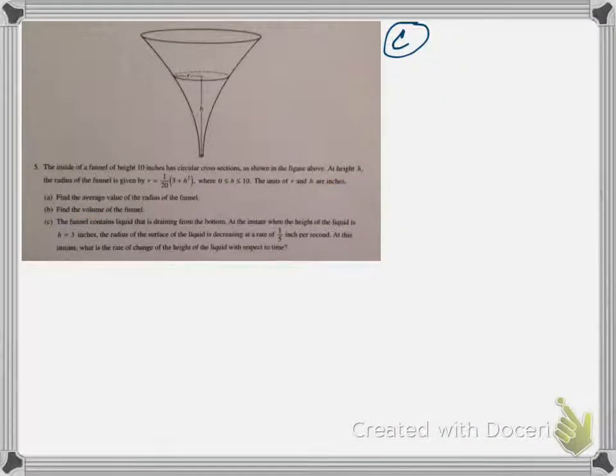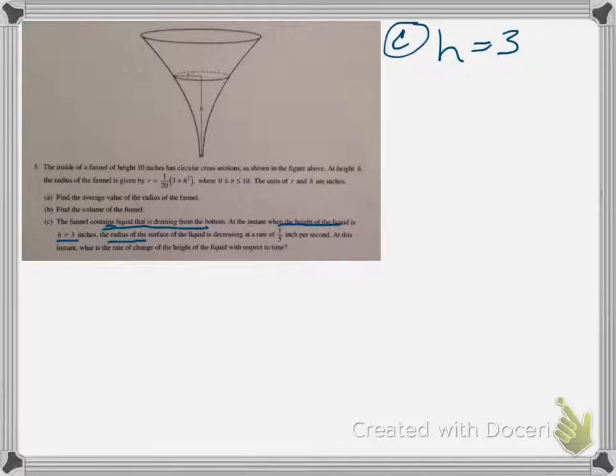Okay, now we're up to part C. And there's a bunch of information there. Let's see what they're telling us. So there's liquid coming out from the bottom. That's over here. We're interested in when the height is 3. So let's write that. H is 3.